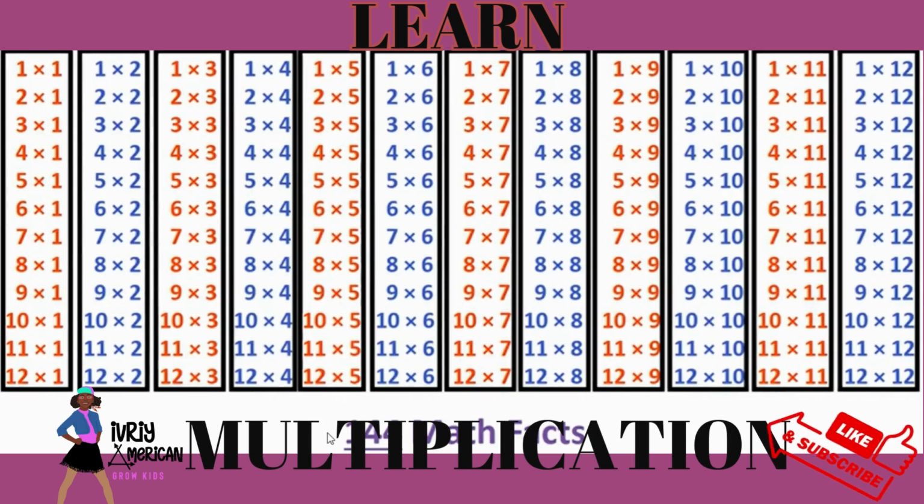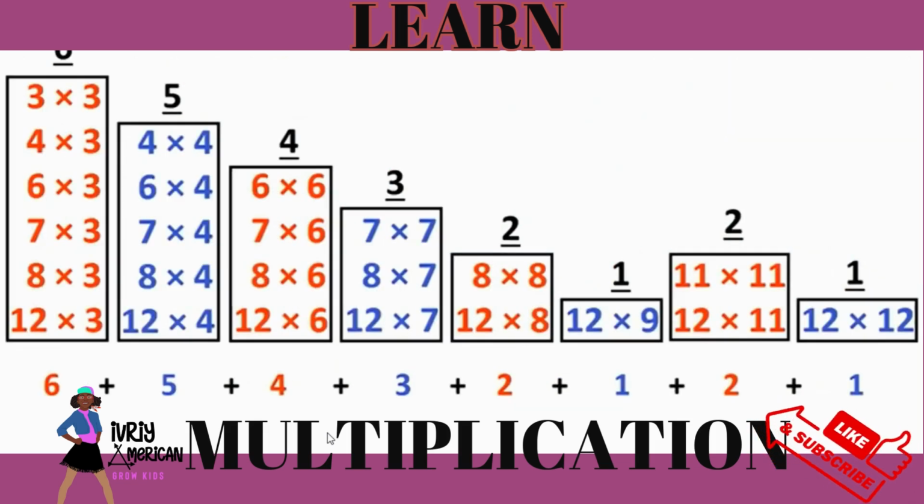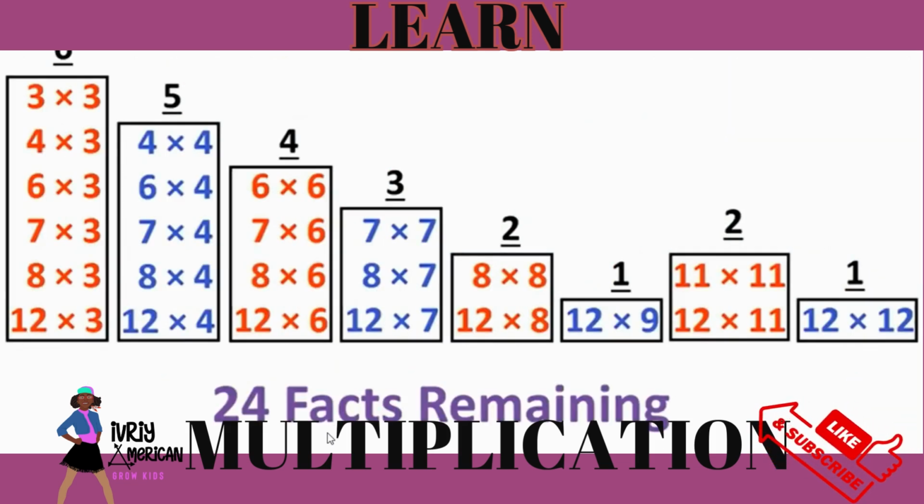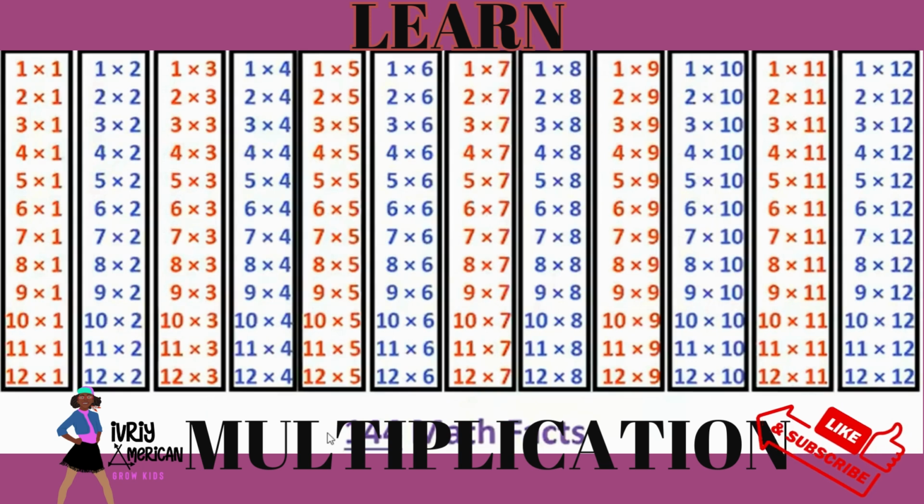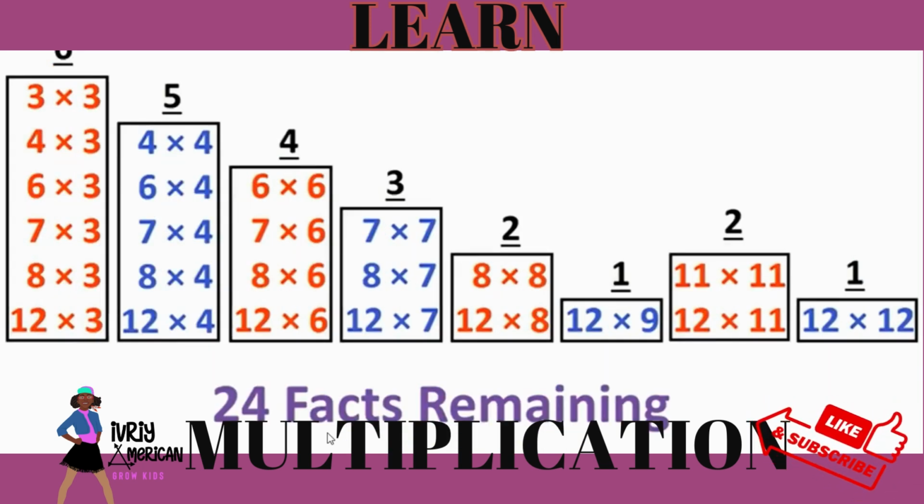However, we've created a method where if you just know 6 rules, just 6 rules, you can go from 144 down to only 24 remaining. That's right, from just 6 rules, we go from 144 math facts down to 24. How is that possible? Well, let's take a look.